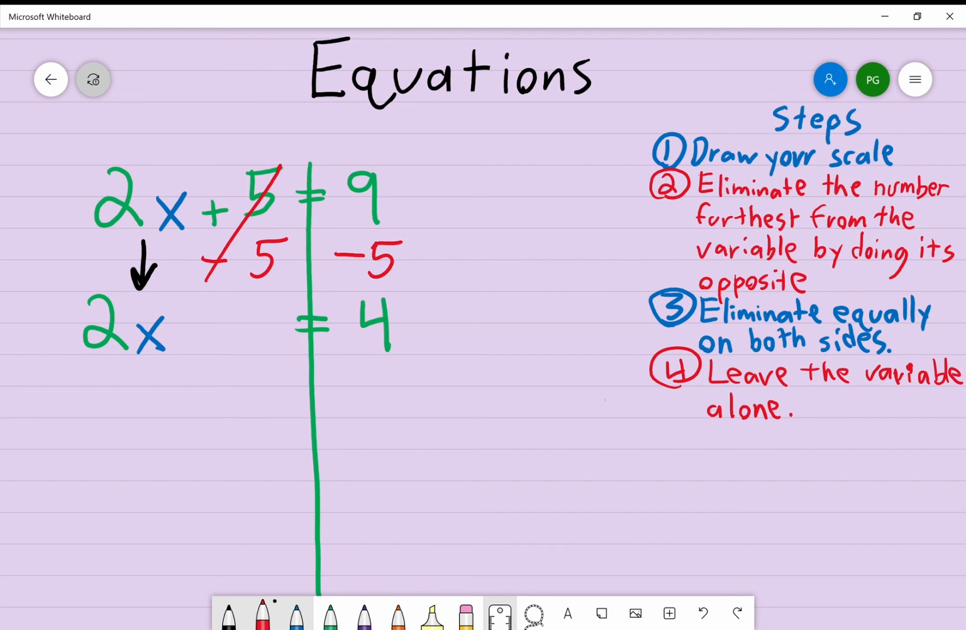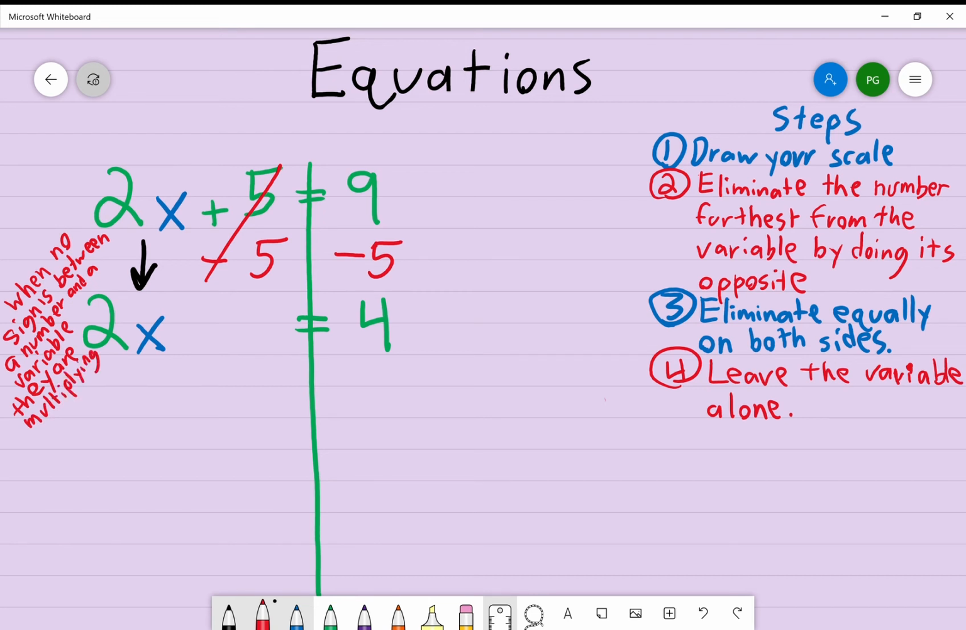So, when no sign is between a number and a variable, they are multiplying.